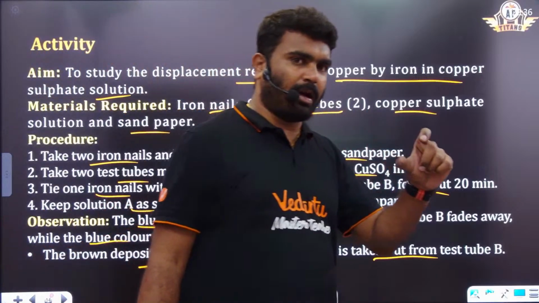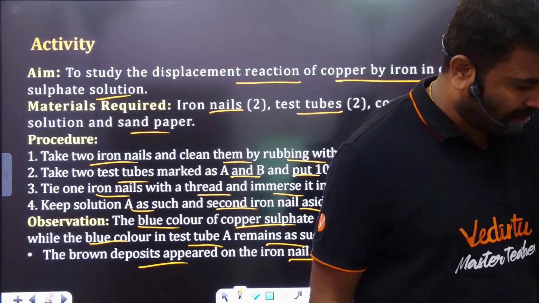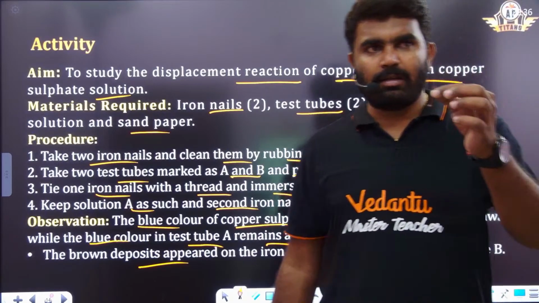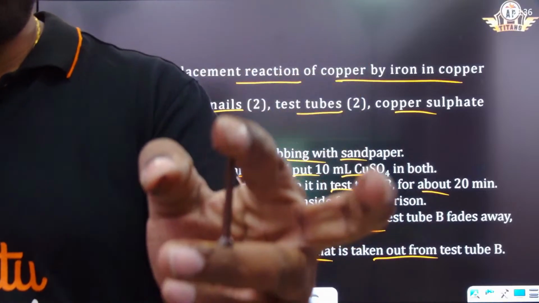A brownish layer is formed on the surface of what? The iron nail, that I showed you also. You can see once again. So now it has become very colorful.